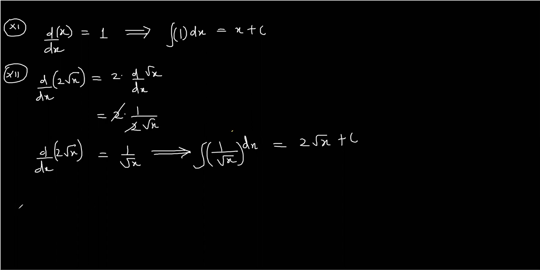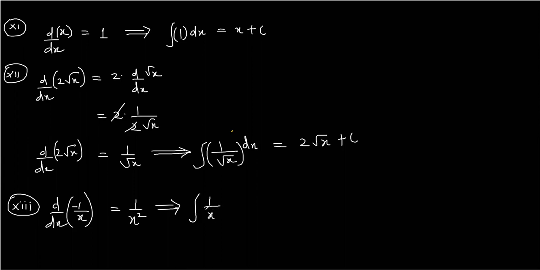Okay, after this we go for 13th. 13th is d by dx of 1 upon x. What is d by dx of 1 upon x? Minus 1 upon x square. So if I put a negative sign here, then this will become 1 upon x square. So I will apply the definition of integration, and if d by dx of minus 1 upon x is this, so integration of 1 upon x squared dx is equal to minus 1 upon x plus c.